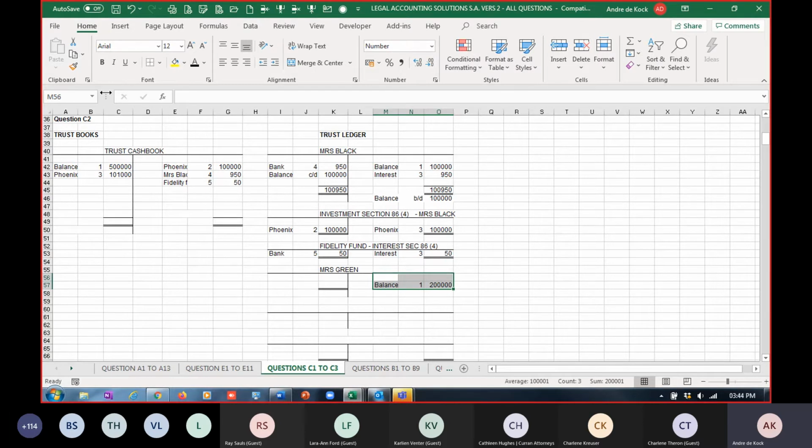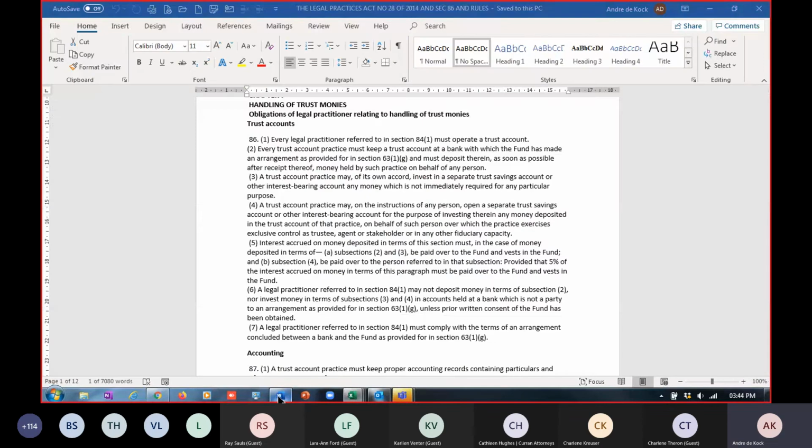Now she instructs us to invest this 200,000 into this unit trust. Does this comply with Section 86.4? Is it in a separate trust savings or other interest-bearing account? No, it's not.